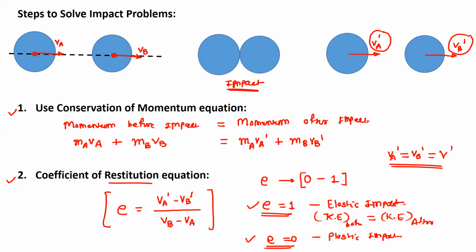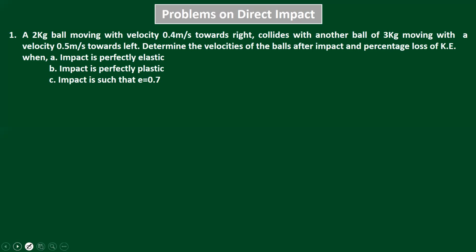By using these two relations, the conservation equation and the coefficient of restitution, we can determine the velocities VA dash and VB dash for the colliding bodies. Let us solve a problem on the first type, which is the direct impact.